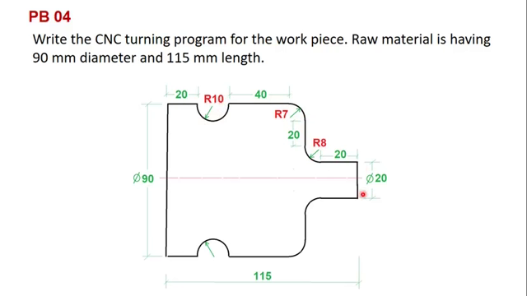So here we are getting a diameter of 20, then there is a step of 10, and then there is a curve of R8, then again a straight cut of 20, then again a curve of R7, then a straight cut of 40, and then we got R10 here and again 20. So this will be done completely on the turning machine. Whatever the extra material is there, we assume it to be used to hold the chuck. So let's start the problem.